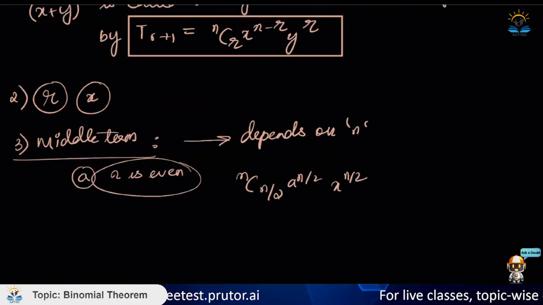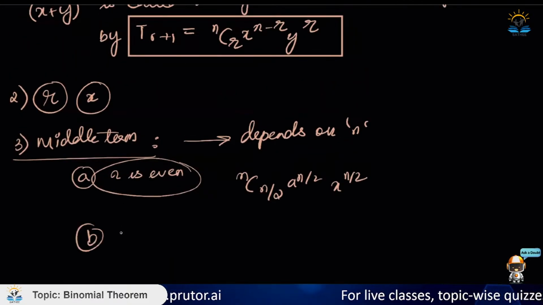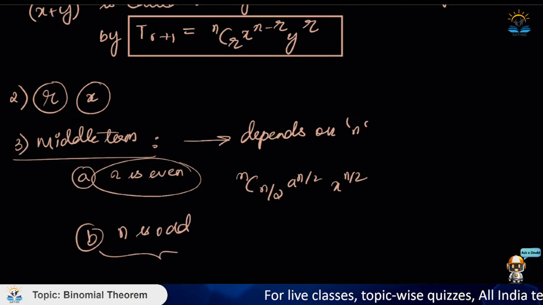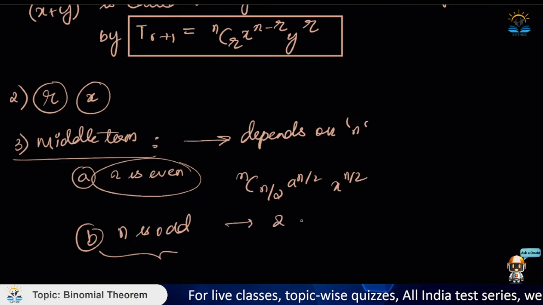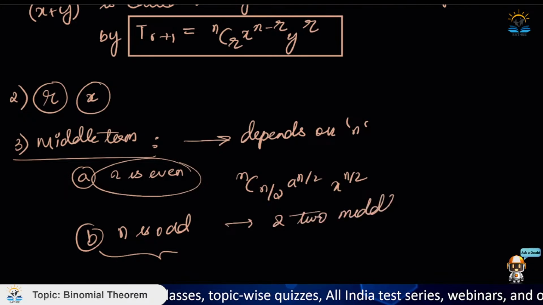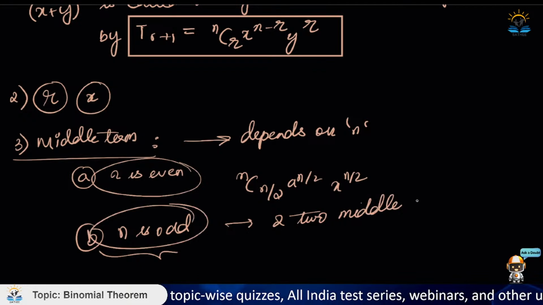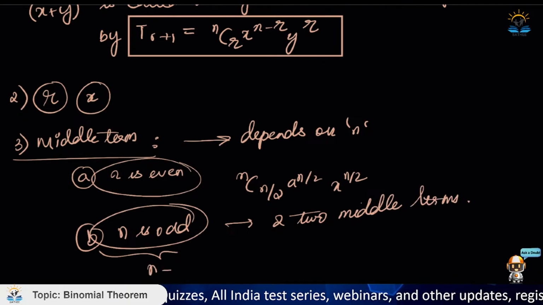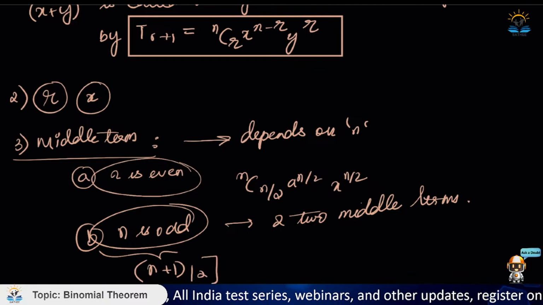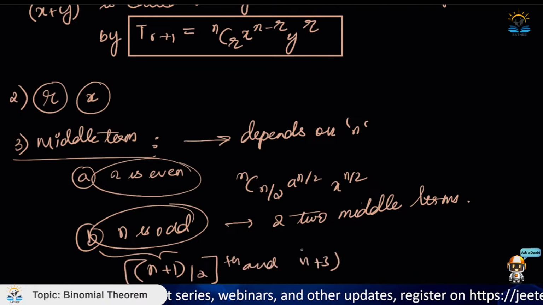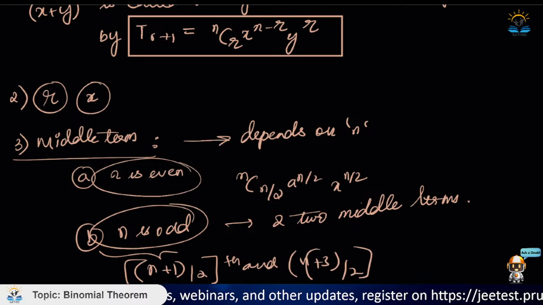Now that is when n is even. When n is odd, when is n odd? Then we will have two middle terms, sorry, not two odd terms, two middle terms. When n is odd, two middle terms come. The two middle terms are the (n plus 1) divided by 2th term, and also the (n plus 3) divided by 2th term.